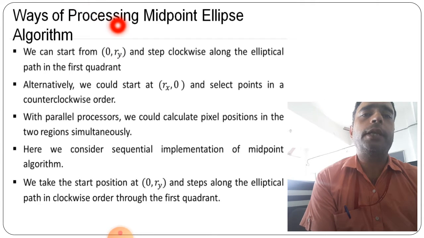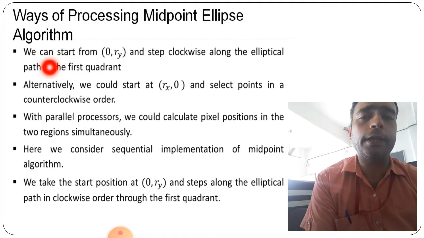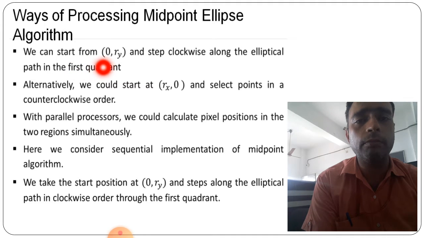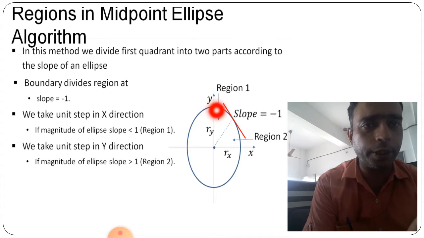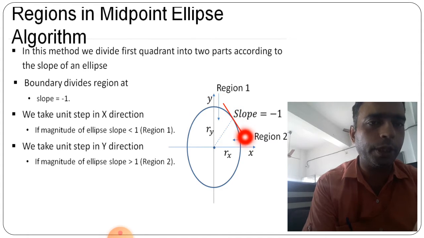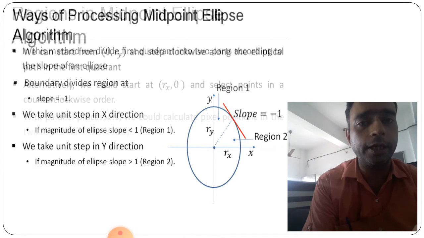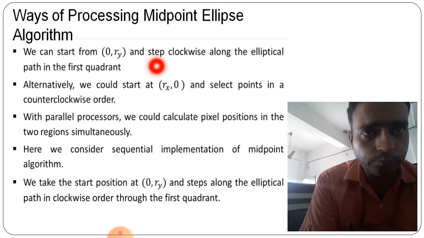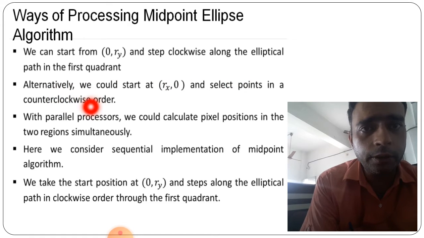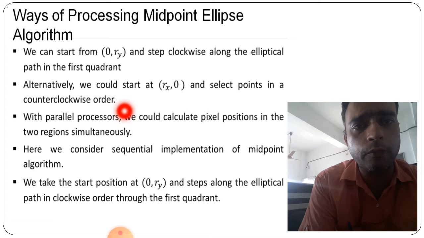Now the way of processing the midpoint ellipse algorithm: we can start from 0 comma ry and step clockwise along the elliptical path in the first quadrant. तो 0 comma ry कहाँ पर है, ये ऊपर की साइड होगा, right? This is the point 0 comma ry and we are moving to the right side, clockwise, towards rx comma 0, sorry, right? तो rx comma 0 तक हम लोगों को जाना है, मतलब तो we step in the first quadrant. Alternatively, we could start at rx comma 0 and select the points in a counter clockwise order.